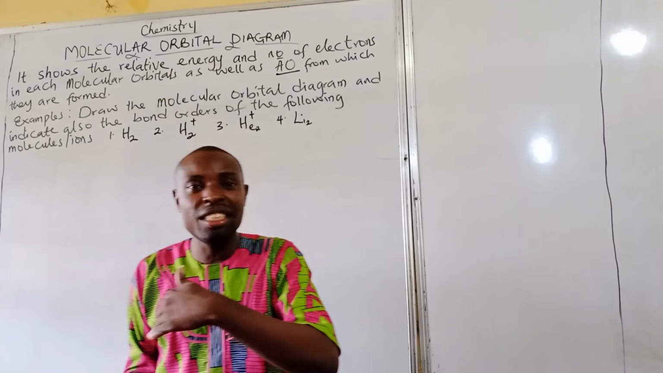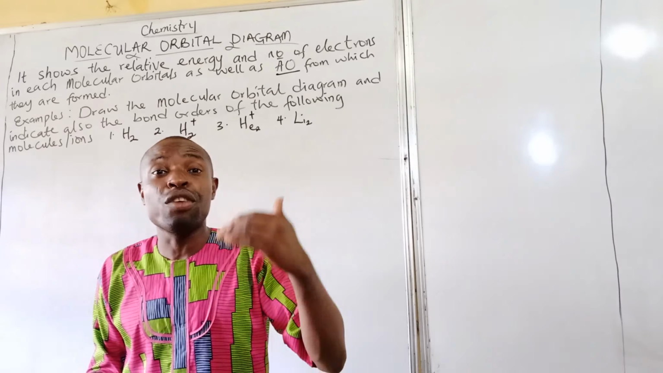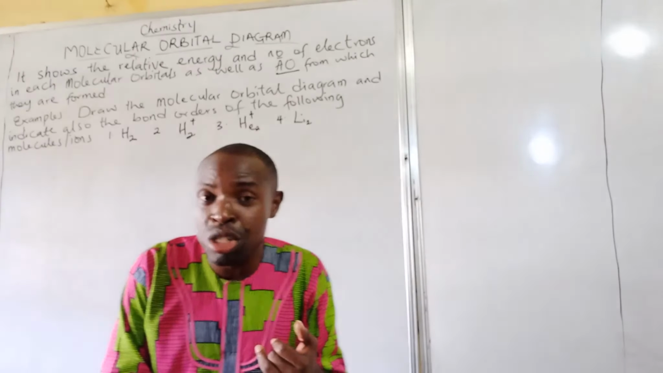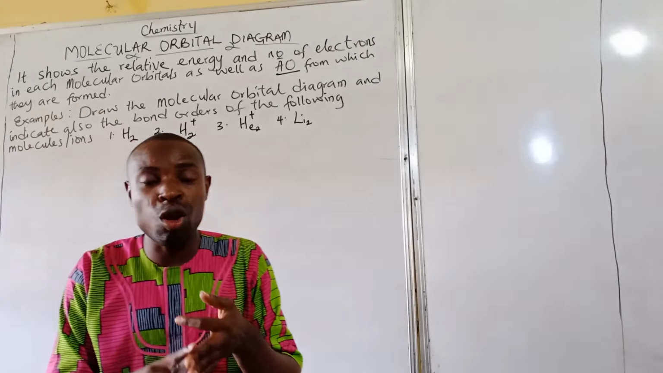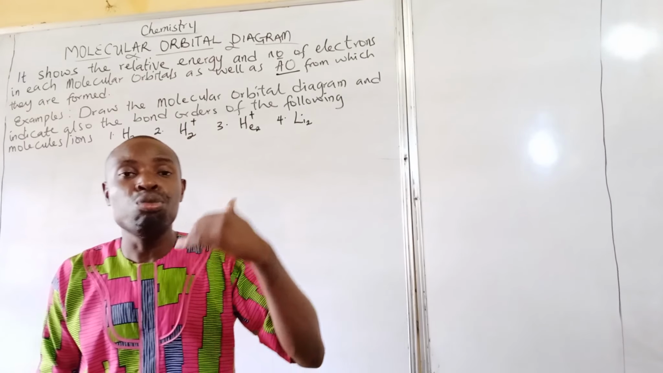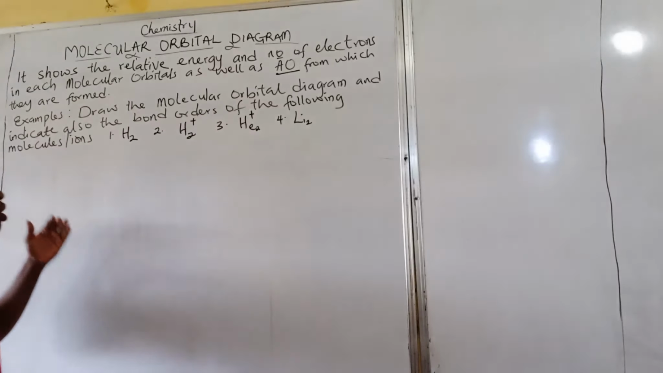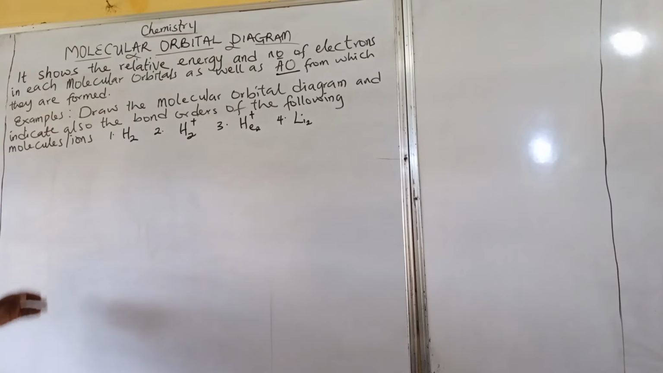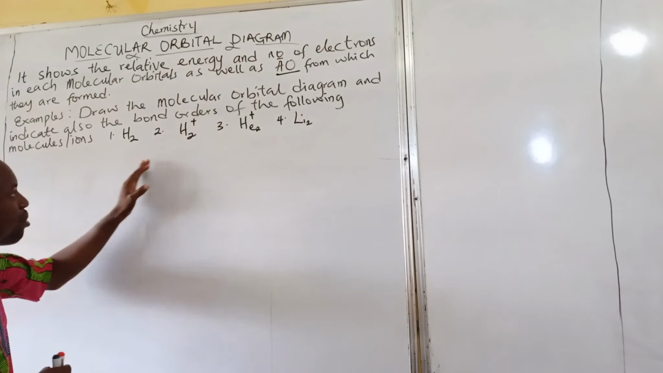The rule guiding it relates to the filling of electrons into atomic orbitals, and the rules include the Aufbau principle, Hund's rule, and the Pauli exclusion principle, which we are going to make use of in this video. The question here was to draw the molecular orbital diagram and indicate also the bond orders of the following molecules or ions, as you can see right here on the board.